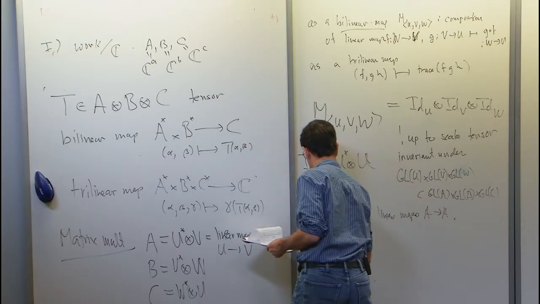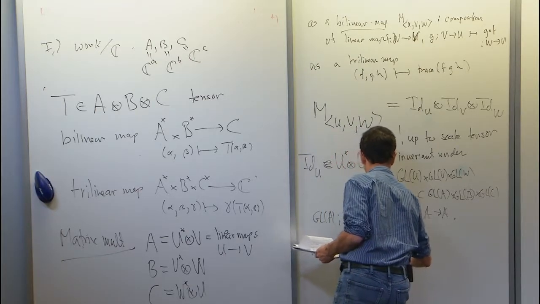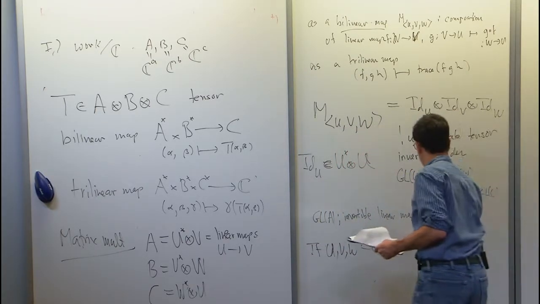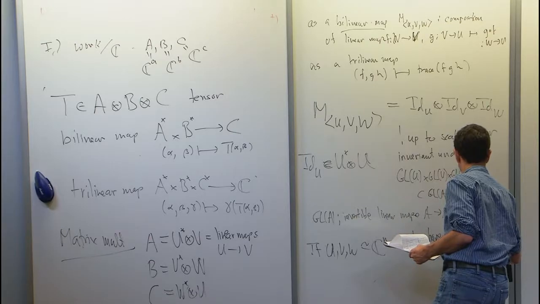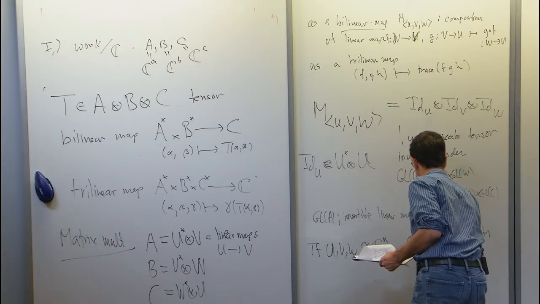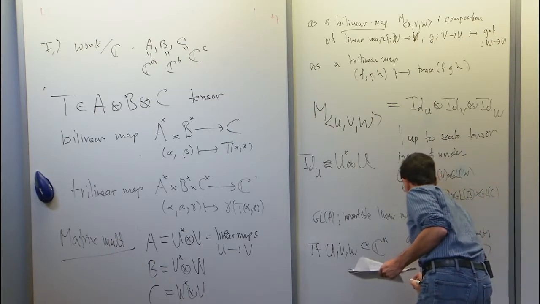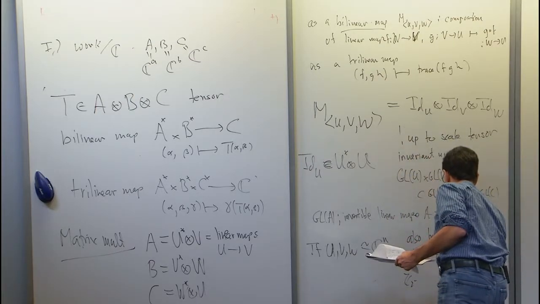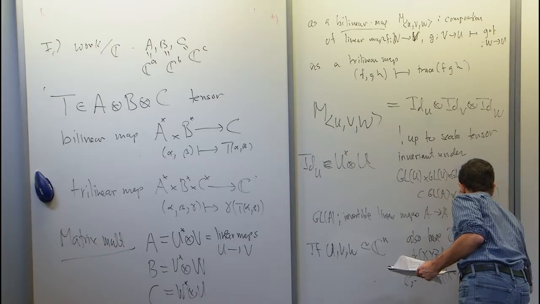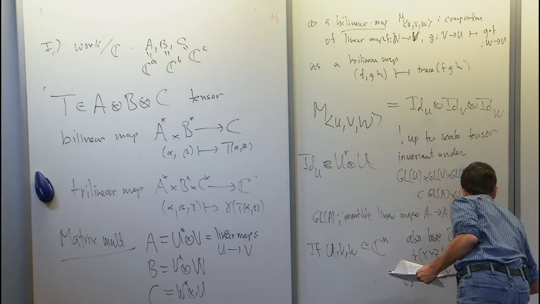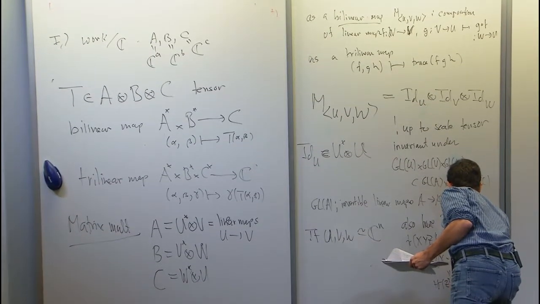Now, if U, V, W are all the same dimension, then we also have a cyclic symmetry, because the trace of x, y, z is equal to the trace of z, x, y, and a Z2 symmetry, because the trace of (x, y, z) transpose is equal to the trace of x, y, z. And this is trace z transpose, y transpose, x transpose. I won't write this usually.